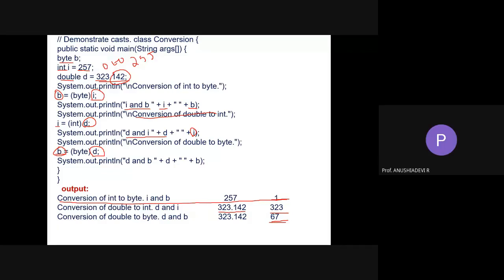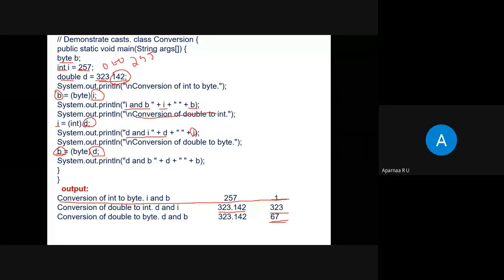Okay, understood. This one. Shall I move to the next topic? This one. Ma'am. Tell me. Ma'am, you have stored D as 323.142, ma'am. How is it printed like that, ma'am?